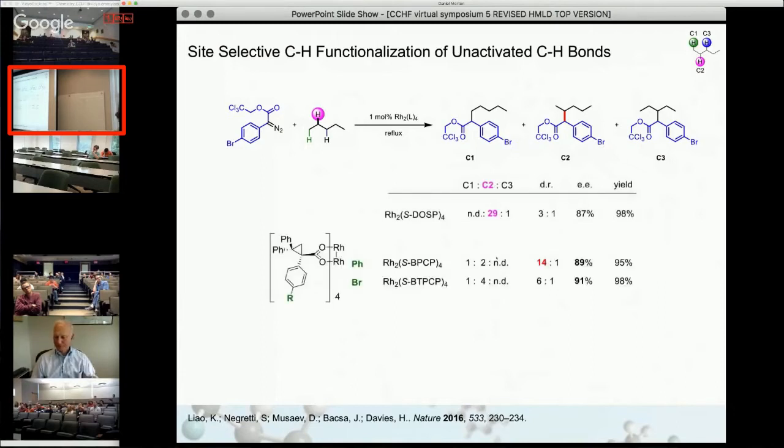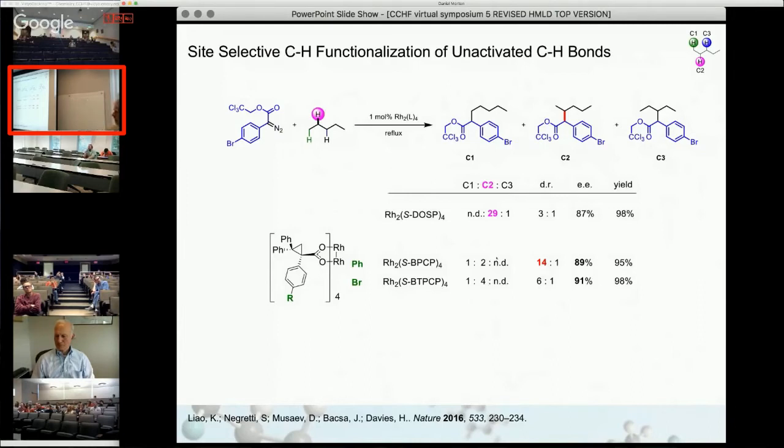And what you see is that rhodium DOSP performed much better than we expected. Instead, it gave a very clean reaction towards C2, but you can see there was also a little bit of competition with C3. Now, it's pretty interesting that you can distinguish between methyl propyl and ethyl ethyl, but we thought this C3 would become a problem when we went to bigger molecules that have more internal methylenes.